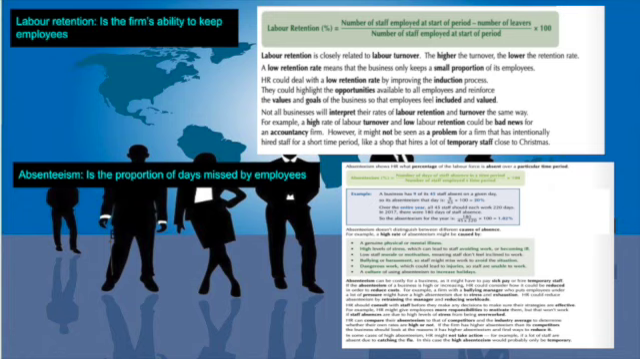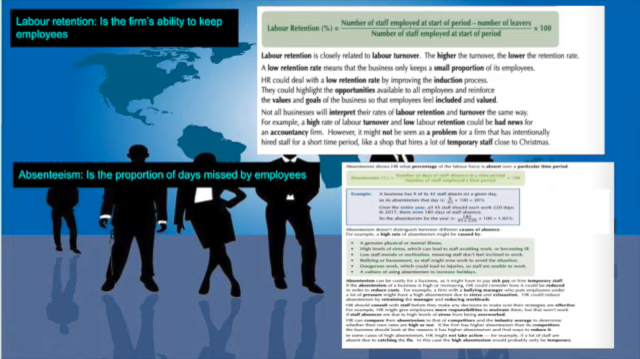So now the other two is labour retention. This is the firm's ability to keep its employees. So you do number of staff employed at the start of a period, take away the number of people that have left, divided by the number of people employed at the start of the period. And whatever the answer is, you times by 100. So it's very related to labour turnover. So the higher the turnover, the lower the retention, and vice versa.